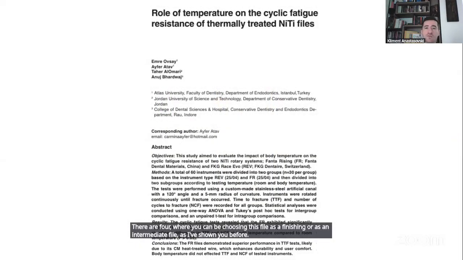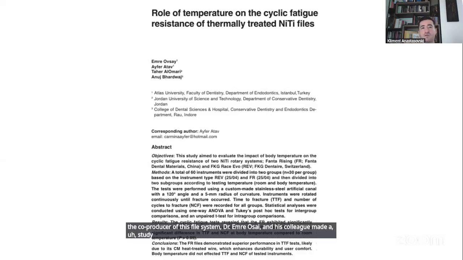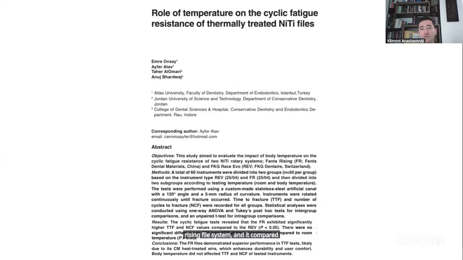The co-producer of this file system, Dr. Emre Ofsay, and his colleague made a study on the role of temperature on the cyclic fatigue resistance of the rising file system, and they compared it with the ZT-IZ file system.